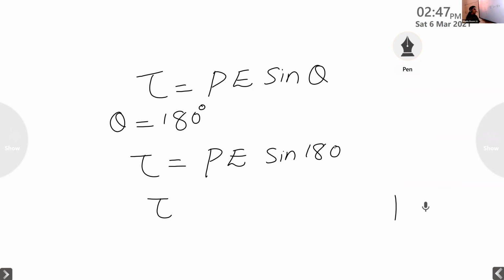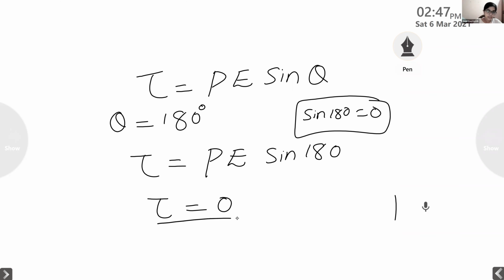Sin 180 is also equal to 0. Okay. Sin 180 is 0. So what is the value of tau? Tau is again 0. So we are studying the varying values of the tau for different angles, the angle between the electric dipole and electric field. If theta is equal to 0 degree, if theta is equal to 90 degree, and if theta is equal to 180 degree. Is it clear?